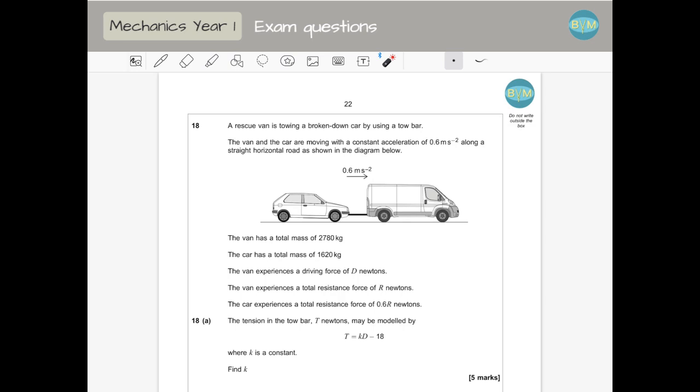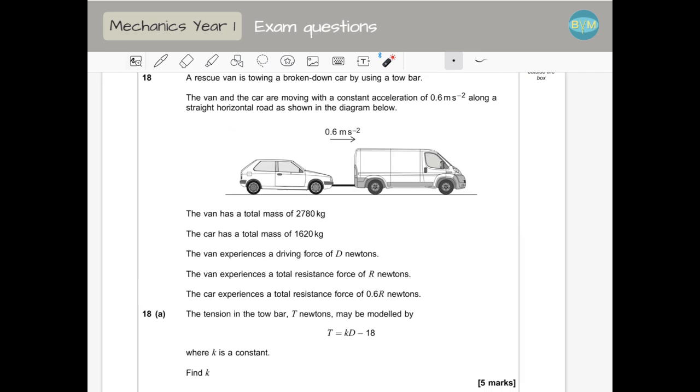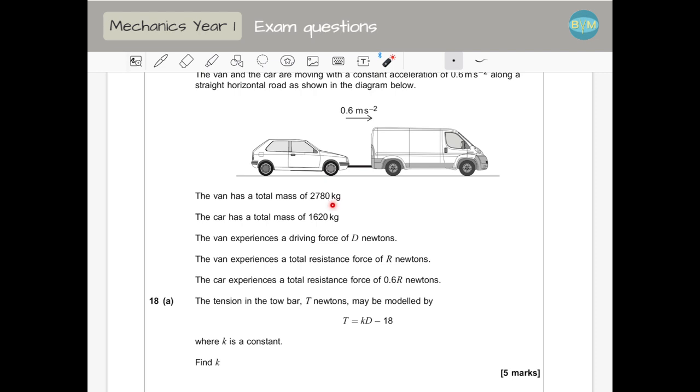Hello, this is question 18 on your June 2023 paper 1 from AQA, the AS paper. A rescue van is towing a broken down car by using a tow bar. The van and the car are moving with a constant acceleration of 0.6 meters per second squared along a straight horizontal road as shown in the diagram. The van has this mass, the car has this mass.